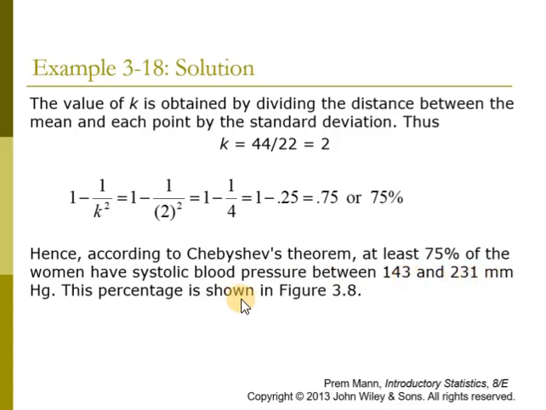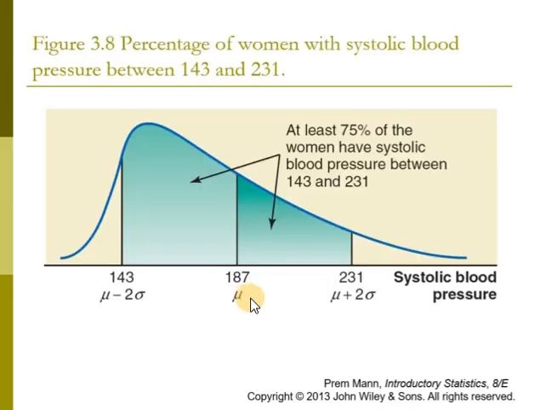This percentage is shown in figure 3.8 or here. This is the mean 187. This is the systolic blood pressure between 143 and 231. So hence, according to this Chebyshev theorem, at least 75% of the women have systolic blood pressure between 143 and 231 mmHg.